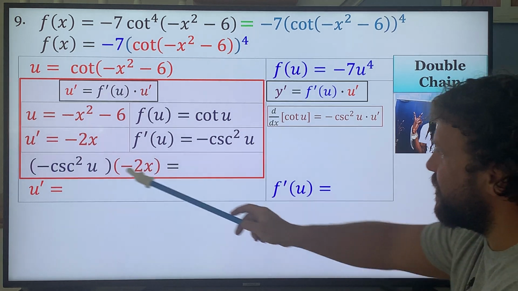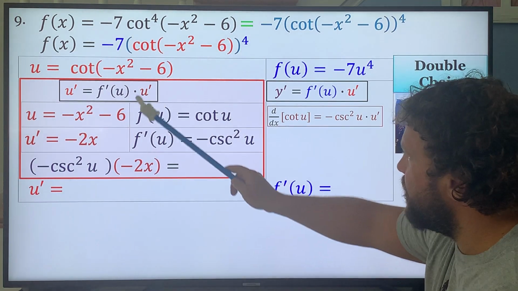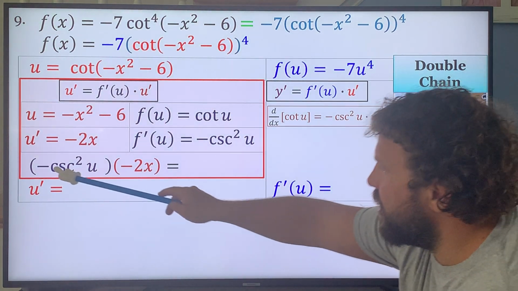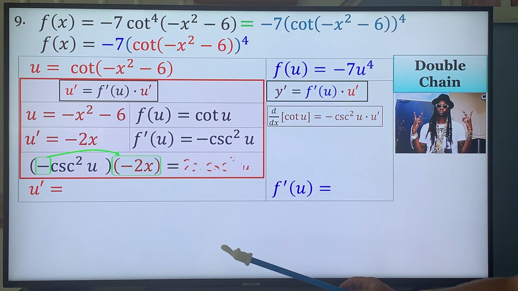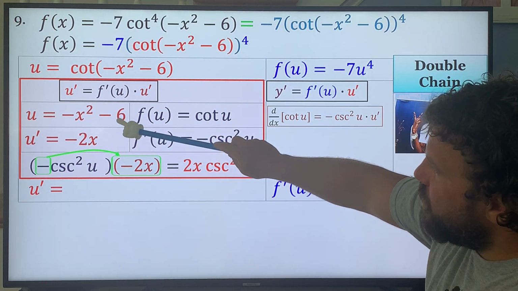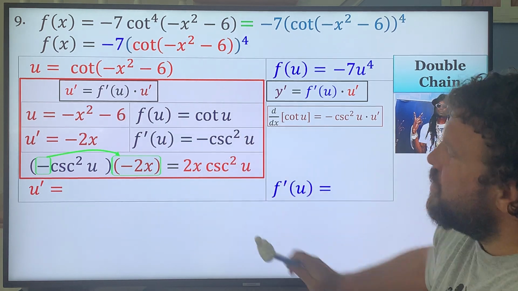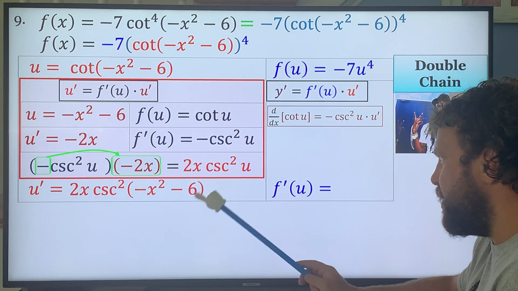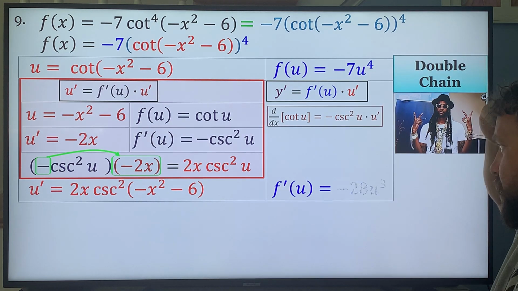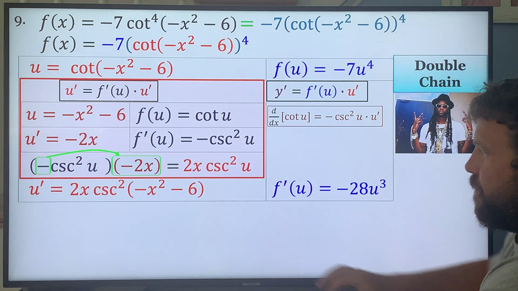See, that's where this comes from. This just jumps from here to here; I just showed the work to get there. So negative and a negative is a positive 2x cosecant squared u. And we plug back in the u from the subproblem, so it's 2x cosecant squared of negative x squared minus 6. Negative 7 times 4u to the third is negative 28u to the third.